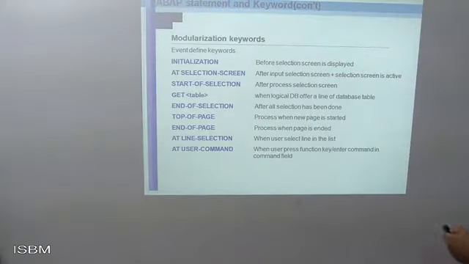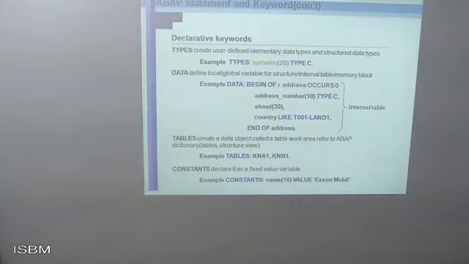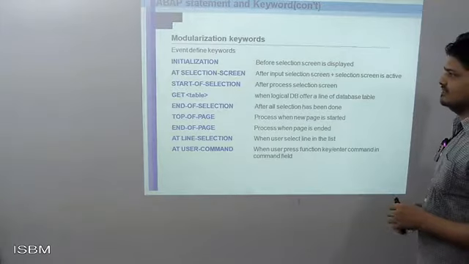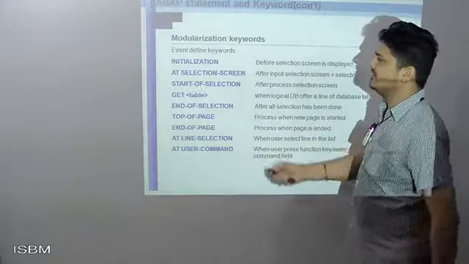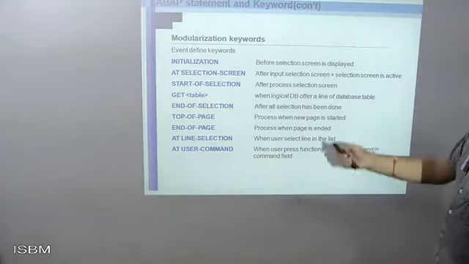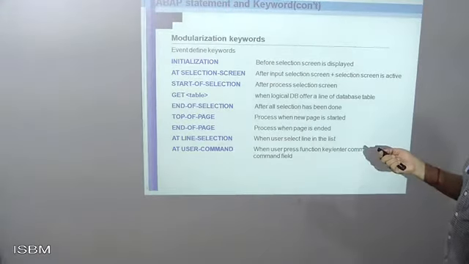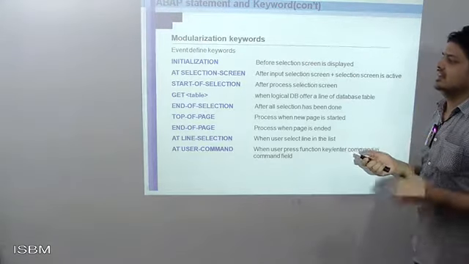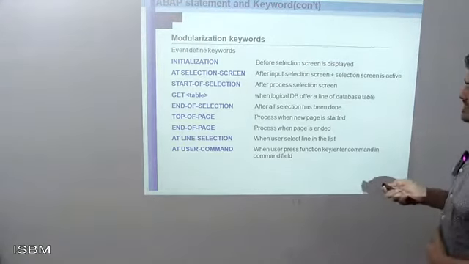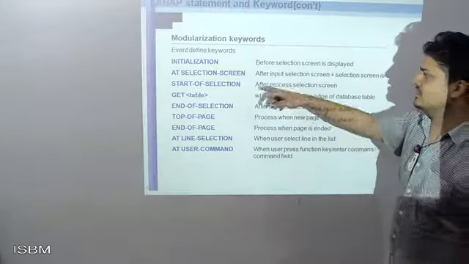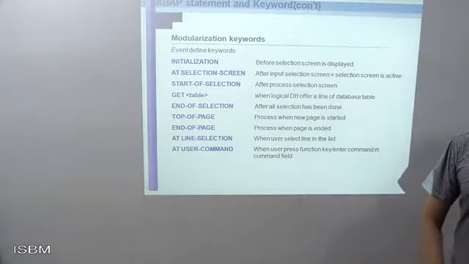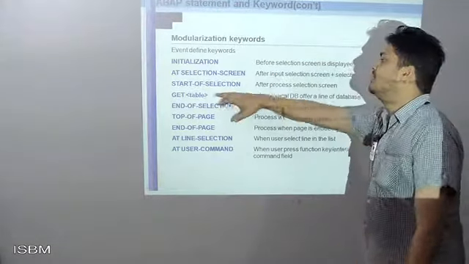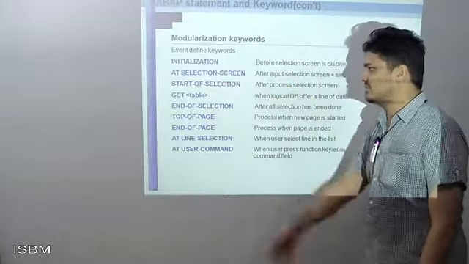Then we have some events, just like the example I have given you. These are the events we are using. I have told you, INITIALIZATION happens before the selection screen is displayed. Then AT SELECTION-SCREEN checks the selection screen. Then START-OF-SELECTION: in it we write code to fetch the data from the master table. We are basically writing the SQL query inside START-OF-SELECTION.